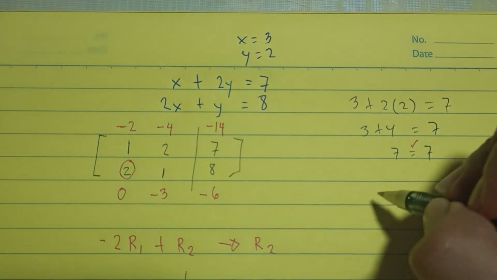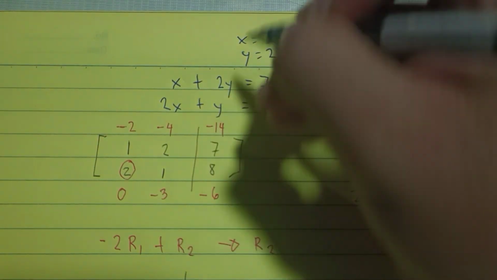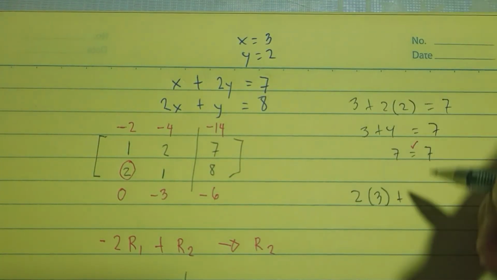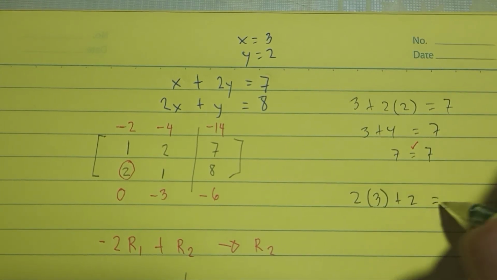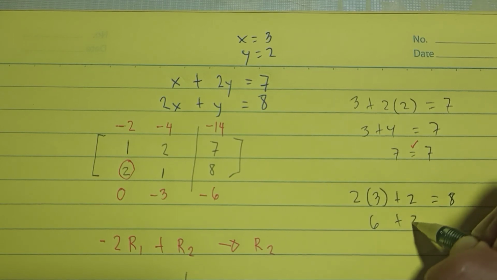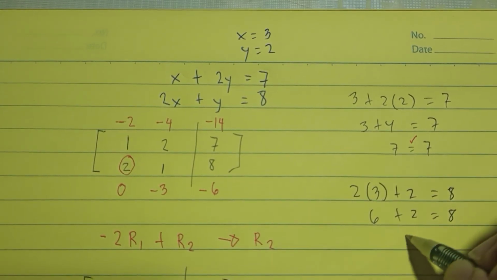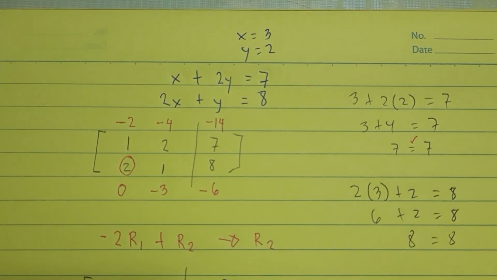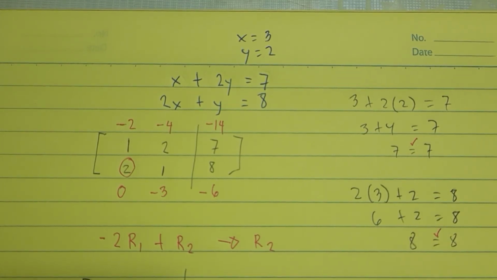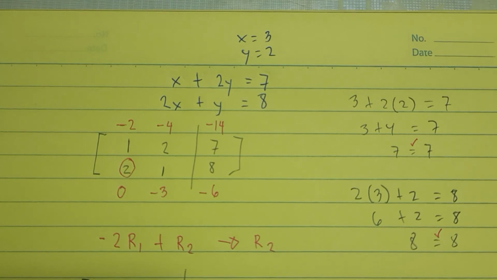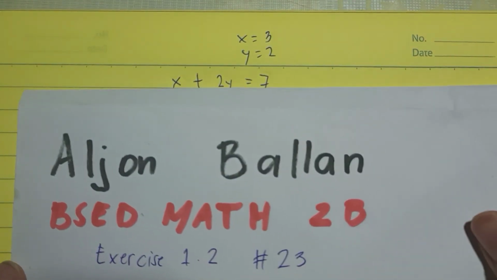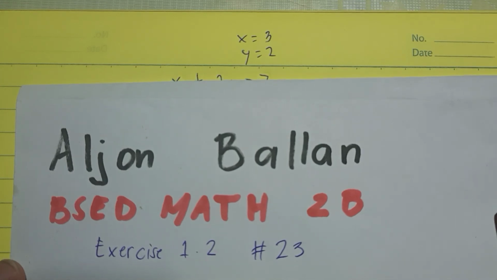Then the second equation: 2 times the x value 3, plus y, that is 2, is equal to 8. So 2 times 3 is 6, plus 2 is equal to 8. So 8 is equal to 8. That is correct. So that is my solution for exercise 1.2 number 23.